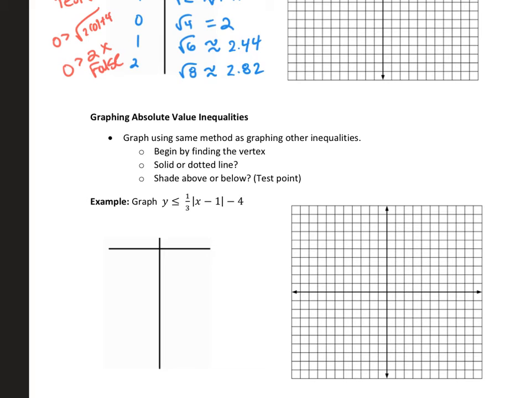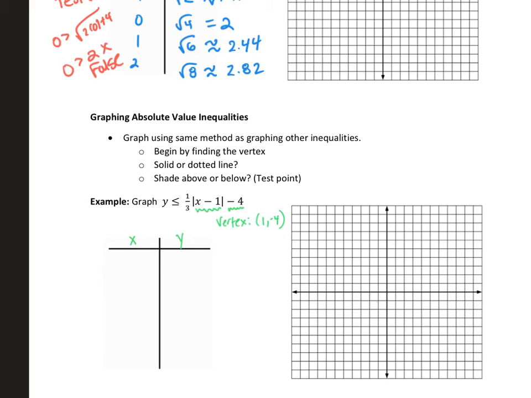So in this example, we have: graph y is less than or equal to 1/3 absolute value of x minus 1, minus 4. So step one, start by finding the vertex. Now what's nice about this problem is it's in vertex form, so we know the vertex right off the bat. And we know this from our transformations. X minus 1 means it's going to be shifted to the right one. And then minus 4 on the outside means we have a vertical shift down 4. So my vertex is (1, -4).